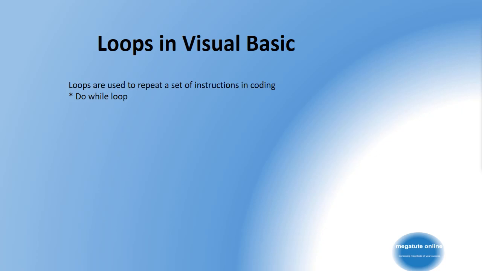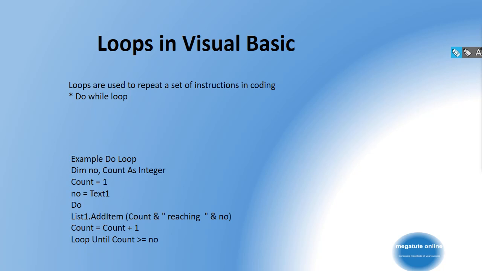So loops are used to repeat a set of instructions in coding, which we know. We have a do-while loop and a for loop in Visual Basic. Let's see how the do-while loop works. In the example of the do-while loop, we have declared a variable, number, which the user will give, and count, which is used to do the counting. We have initialized the value of count as 1 because counting starts from 1.